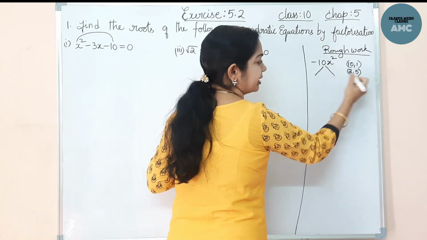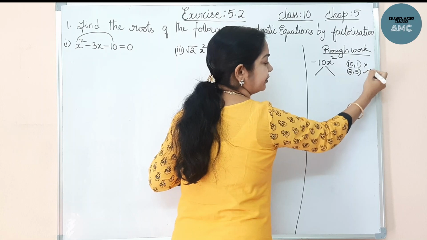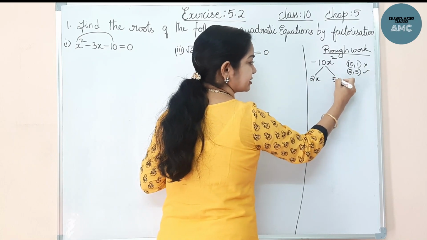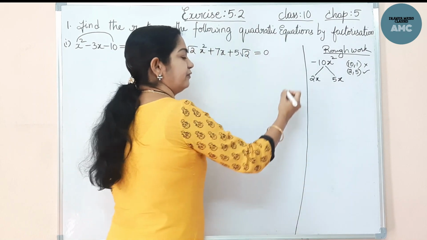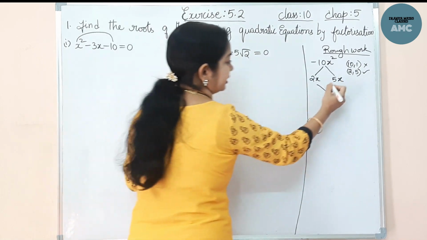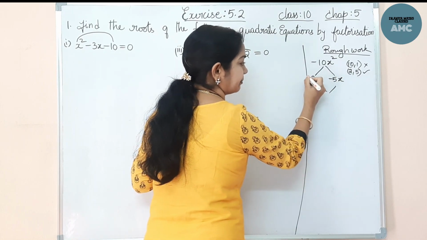So 10 and 1 doesn't work out. So here, if you take 2 and 5, let me take 2x, 5x, suppose. Now, if you add them, like if this is minus, no? So keep minus for the bigger term and plus.